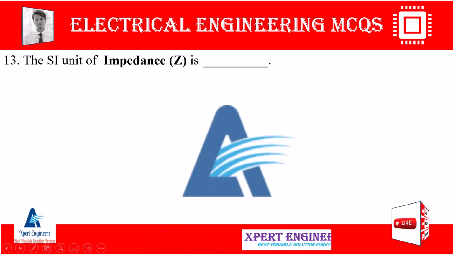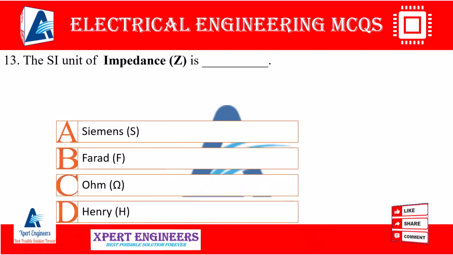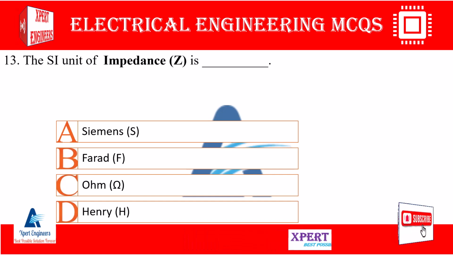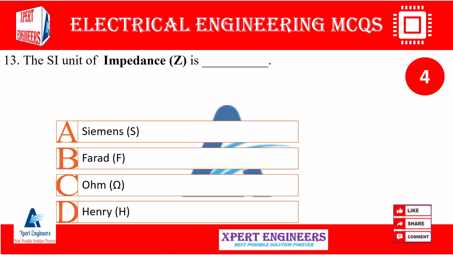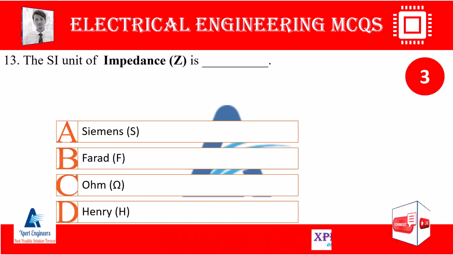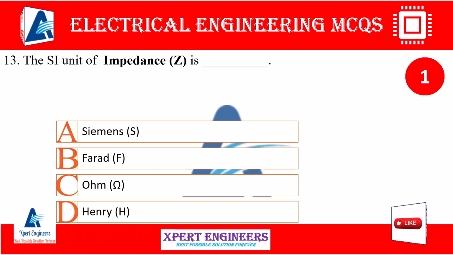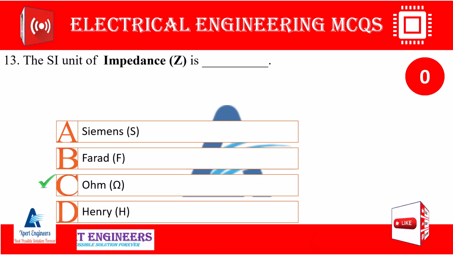Next is the SI unit of impedance is dash. A, Siemens, B, farad, C, ohm, and D, Henry. The correct option is C, ohm. The SI unit of impedance is ohm.